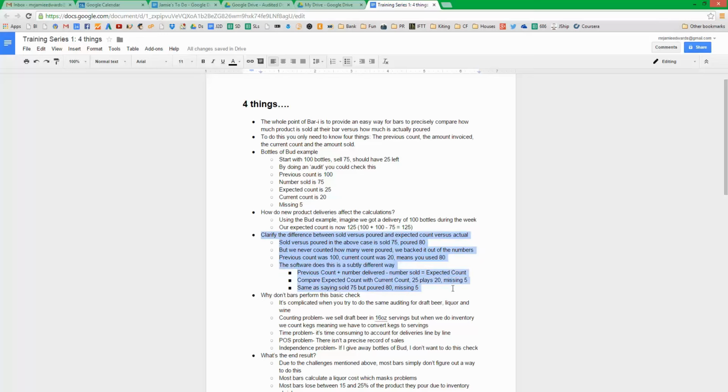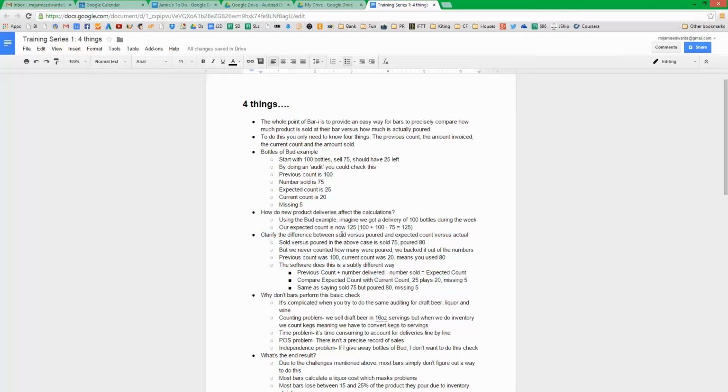And let's just think about a subtle difference, because what's really important here is we understand what these different numbers all mean, and how they multiply together to give sense to this. And there's something that's a little bit confusing that I'm going to try and explain here. I want to clarify the difference between what we're trying to do, which is comparing how many were sold versus how many were poured, and what we're actually doing here in practice, which is comparing the expected count versus the actual count.